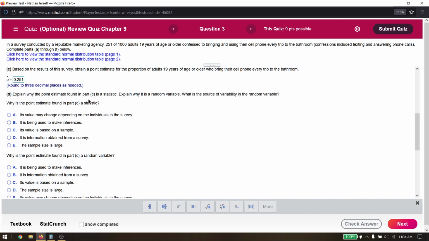Okay, explain why the point estimate found in part C is a statistic. Explain why it is a random variable, and what is the source of variability. Okay, so why is it a statistic?